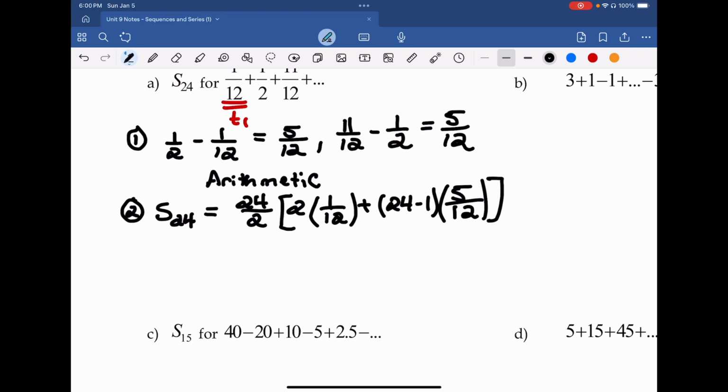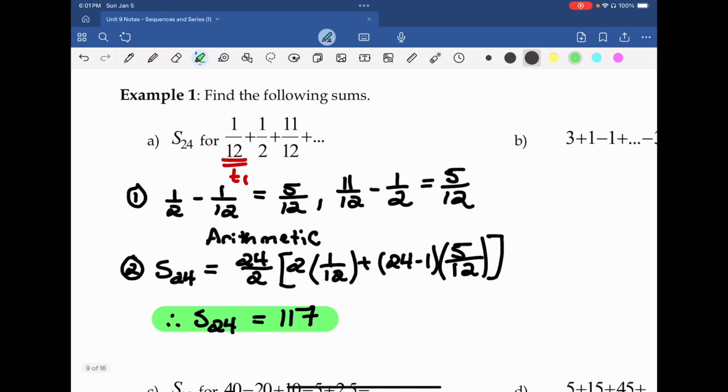Now, if we put this all into our calculator, you could simplify this if you wanted to, but if you don't want to simplify, you can type this all in one step, no problem. We're just going to go, the sum of the first 24 terms is equal to, and from our calculator, we should end up getting that this value is 117.